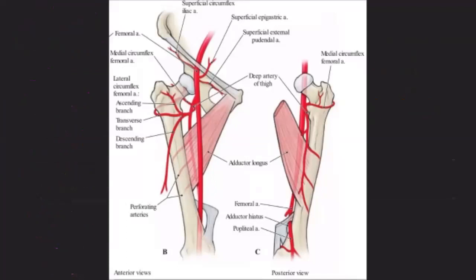So this is the profunda femoris artery, right? This one is the profunda femoris, right? These are its branches. Okay, lateral collateral, lateral circumflex and medial circumflex, right? Lateral circumflex and medial circumflex. See here, it is the medial circumflex going posterior and medially. Okay, it is right. This one is the medial circumflex artery. Those are its branches, right?